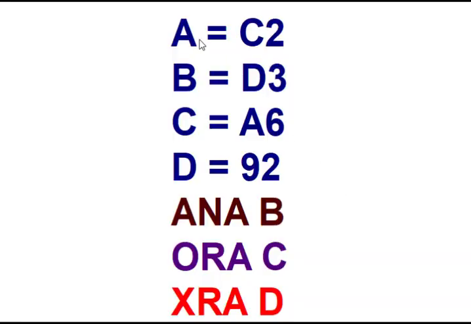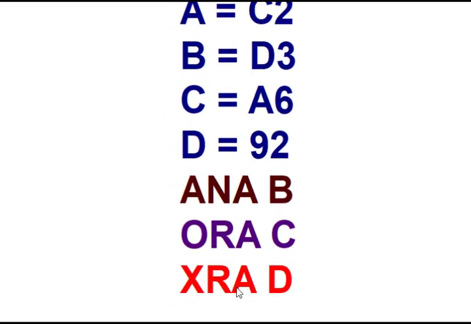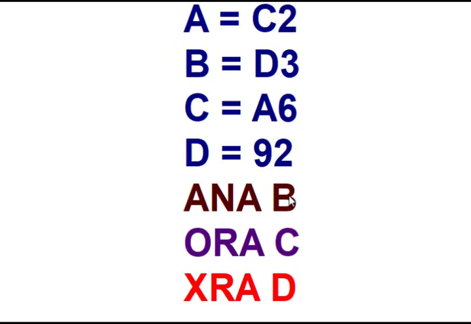We'll use this example. We'll store some data in A, B, C, D, and then observe these instructions. We'll store C2 in A, D3 in B, A6 in C, 92 in D, and we'll execute ANA B. ANA B means logically AND the contents of register A with B. ORA C means logically OR the contents of register A with C. XRA D means logically XOR the contents of register A with D. In any logic operation, A is one of the operands and the other can be any other register.